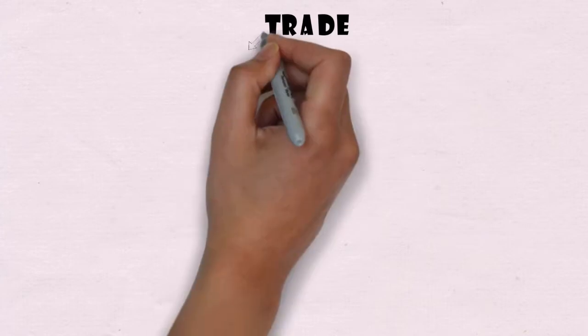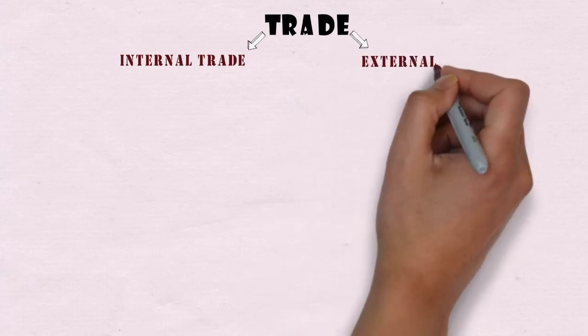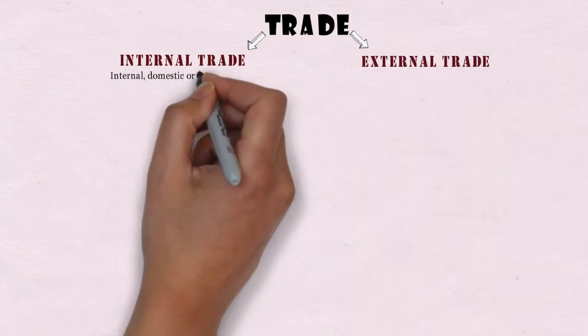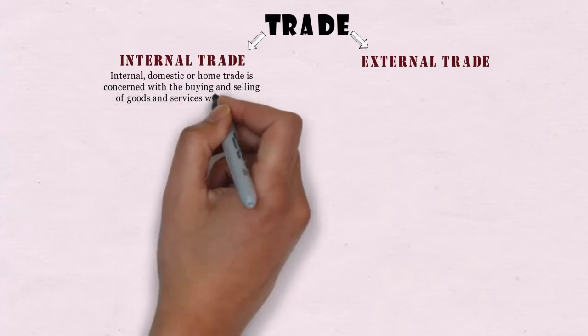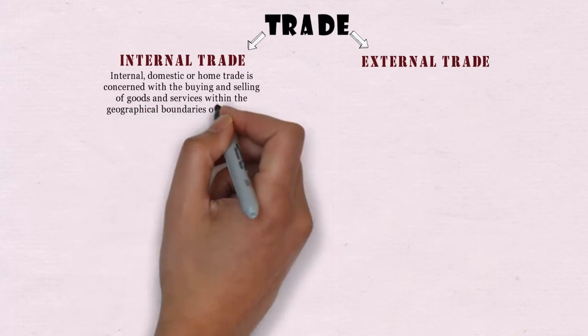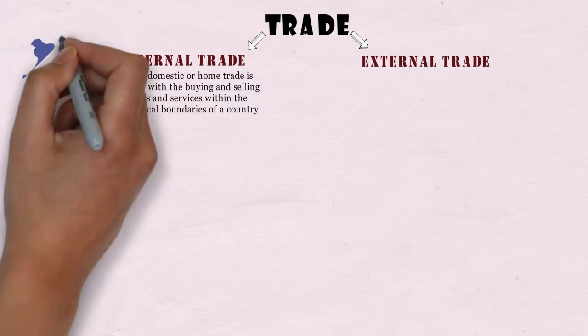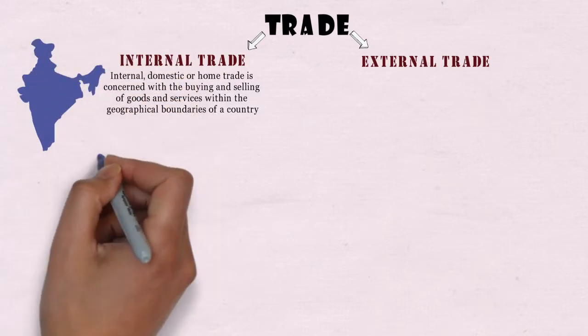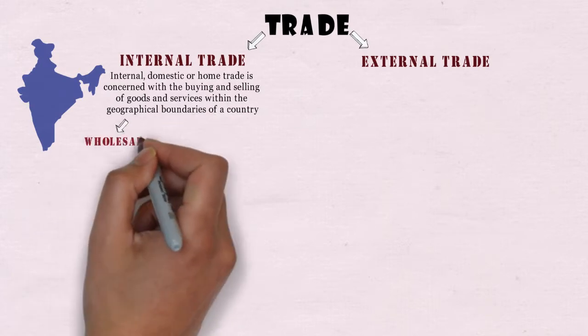Trade can be classified into two types: internal trade and external trade. Internal trade is also known as domestic or home trade, which is concerned with buying and selling of goods and services within the geographical boundaries of a country. Let's take the example of a trader who is performing his trading activities within India. That is, he is buying the products in India and selling the products in India only. So we can say he is doing internal trade.